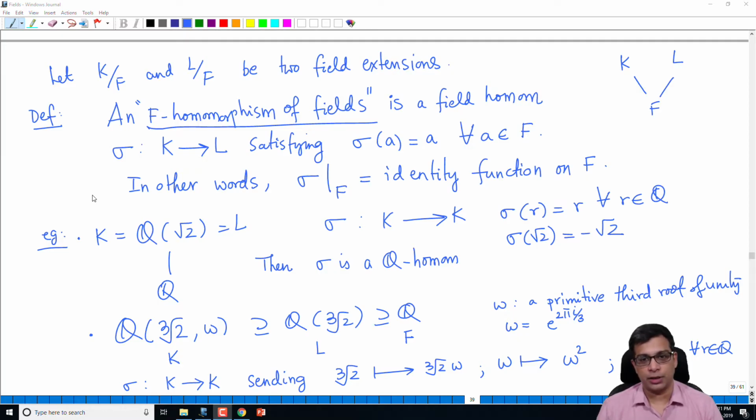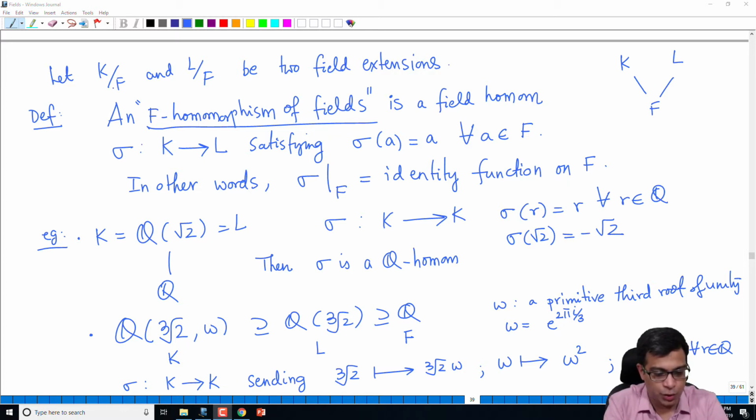We learned that finite extensions are algebraic. We also learned that if you have a field extension, the elements in the bigger field that are algebraic over the base field are a subfield of the bigger field. Today we are going to continue and study a very important notion called homomorphisms of fields over a fixed base field. So I have written some of these things already, so let me just go through this carefully.